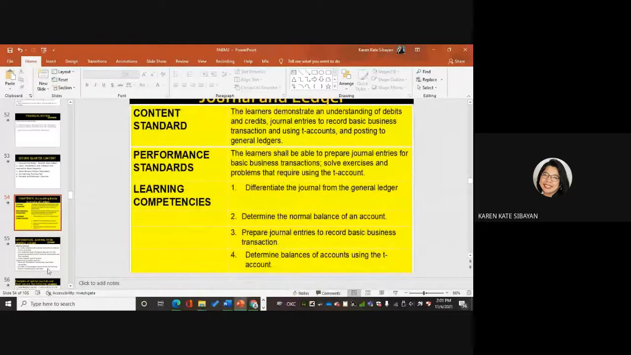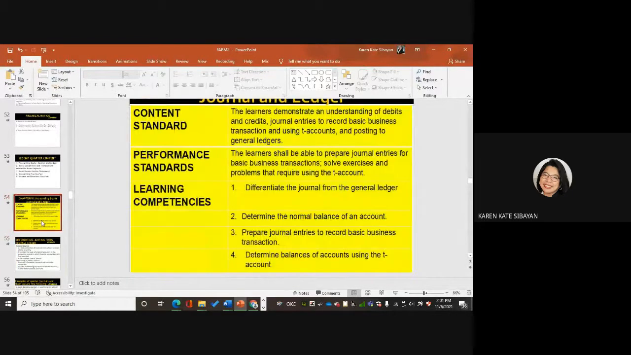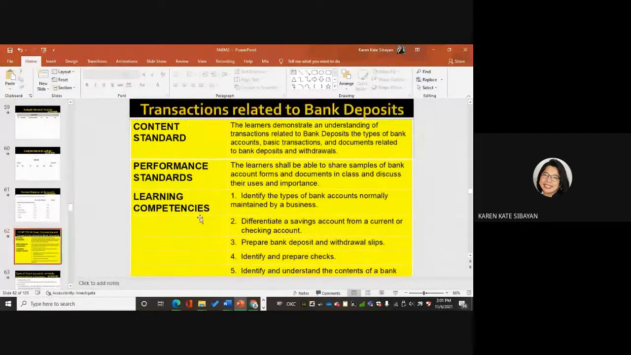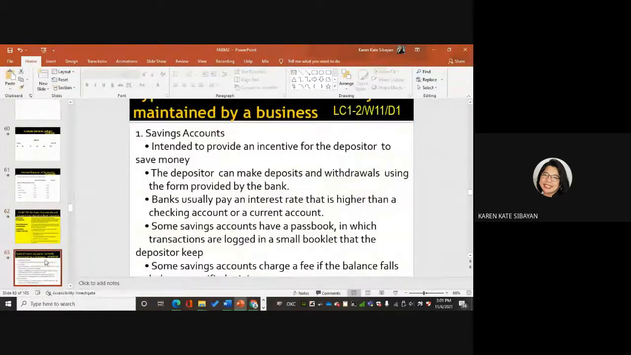Ito nga, journal ang ledger na ang, I think na-omit ito, natanggal yata ito sa melt ninyo. So if you're going to check your activity sheets, parang ang next na topic na kaagad is itong mga to. Ito. Transactions related to bank deposits.